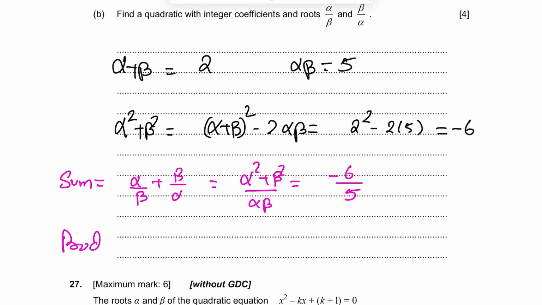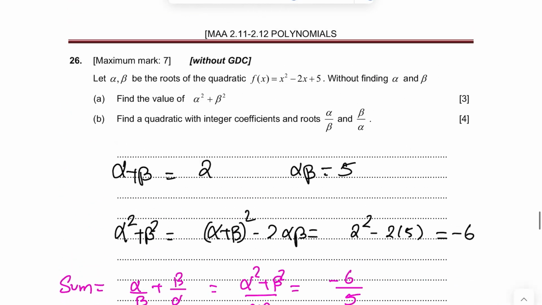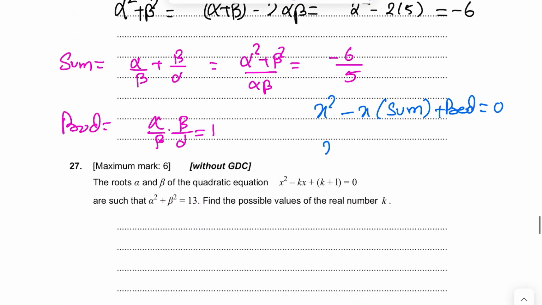So what will be the product of the roots? Alpha upon beta times beta upon alpha, which is 1. So therefore, what will be the equation we just learned? x square minus x times the sum of the roots plus the product of the roots equals 0. So it becomes x square plus 6 upon 5x plus 1 equals 0. That's going to be the answer. Or else you multiply by 5: 5x square plus 6x plus 5 equals 0.